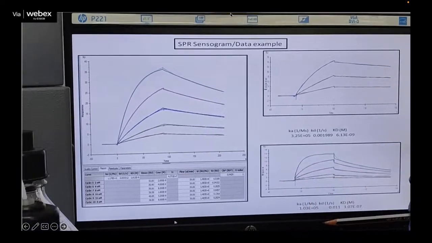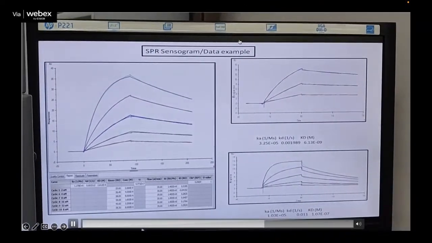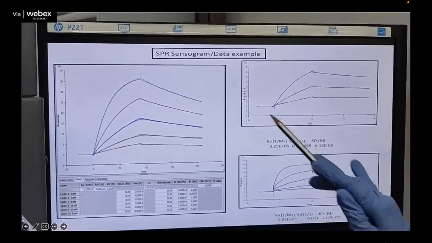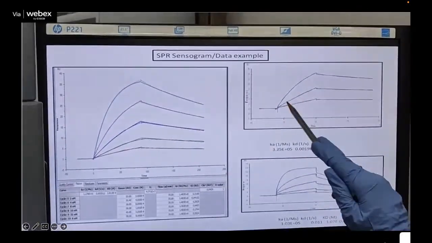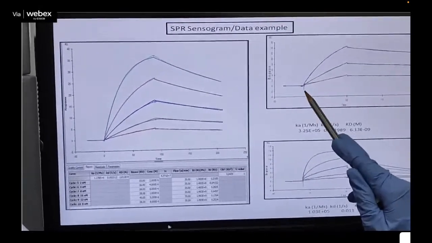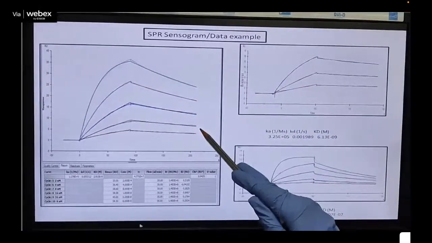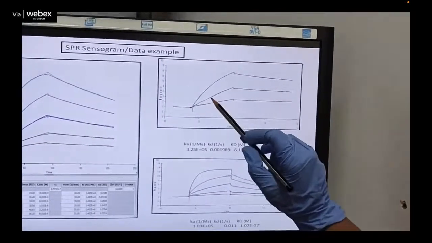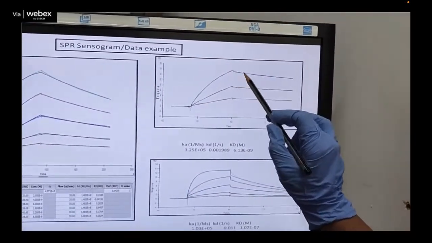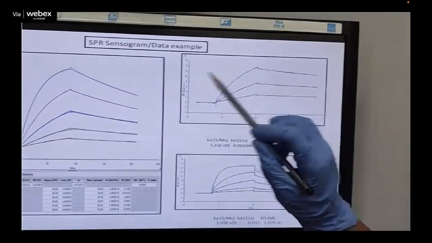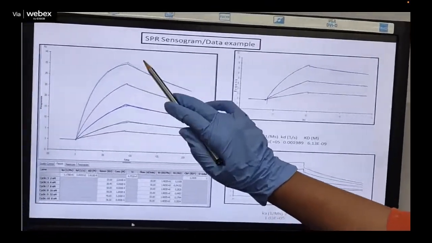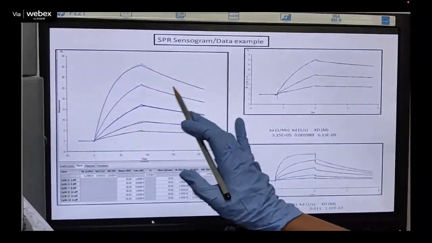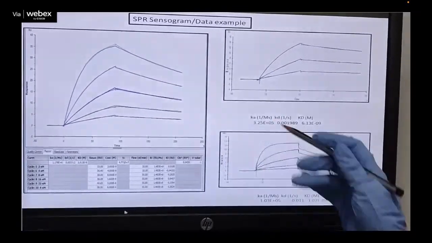These are the different sensograms. These are examples of different interaction studies. For example, in this sensogram, the KD is similar. You get the KD in the nanomolar range. But if you see the shape of the sensogram, even here the association is fast, but the dissociation is very slow. Here, the association is optimum, the dissociation is slow, but as compared to this, the dissociation is faster. So this will give you a lot of information.